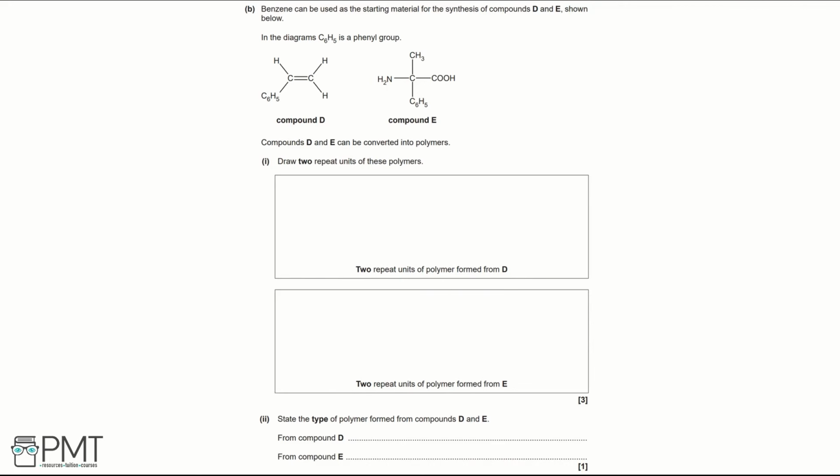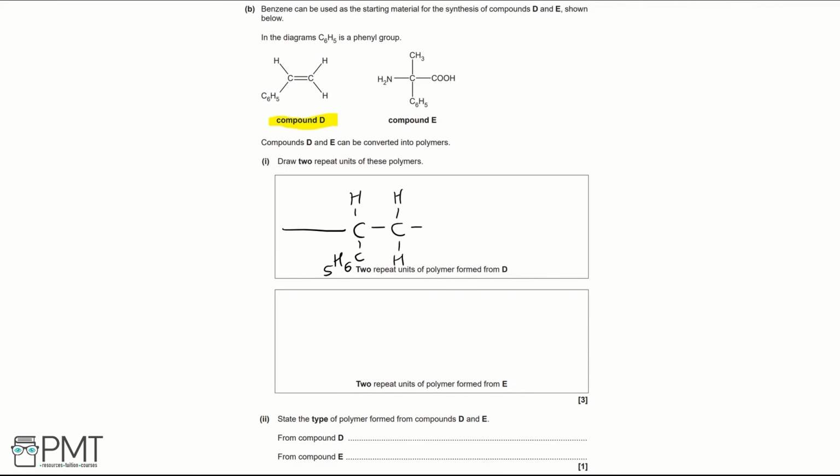Let's firstly look at the type of polymer we would form with compound D. We would form an addition polymer, and that means that the carbon-carbon double bond will become a carbon-carbon single bond. So if we were to draw this, we would have our carbon-carbon single bond, our hydrogens would remain the same, and then our phenyl group, our C6H5, would also remain there.